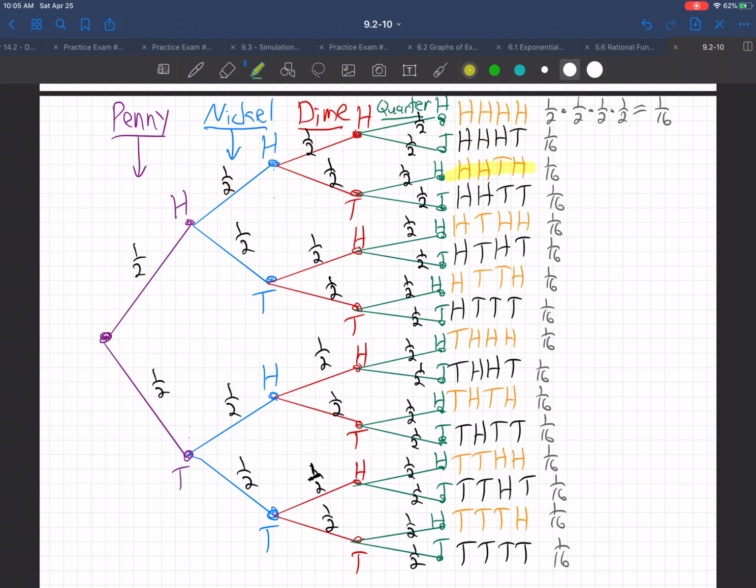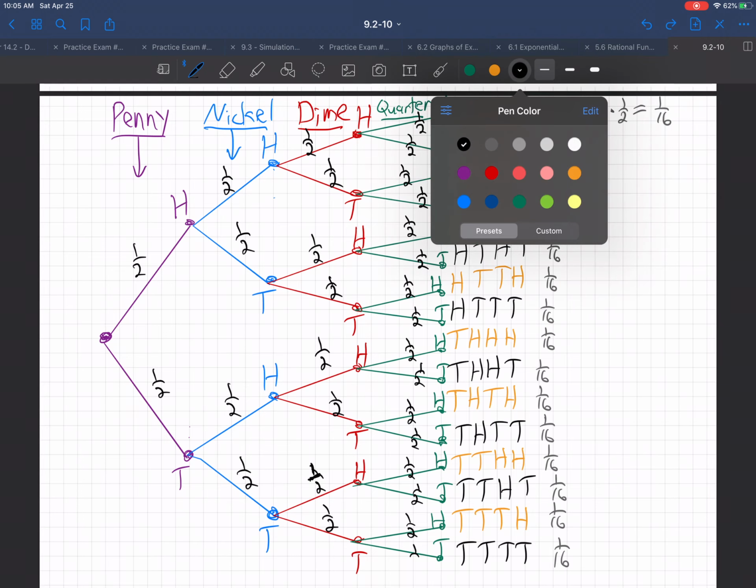So how did I get this one? I just followed head, head, tail, head. I wrote head, head, tail, head, and it's 1/16, etc. So I just figured all the endings out. This is a complex one. This might be a good diagram to put right on your notes for the next exam. Okay, so now let's get to the actual question.